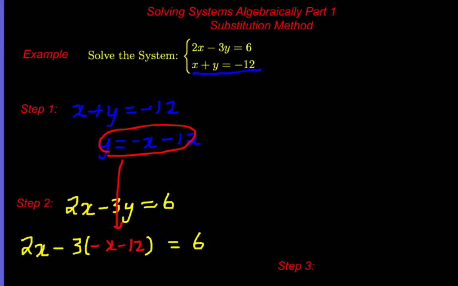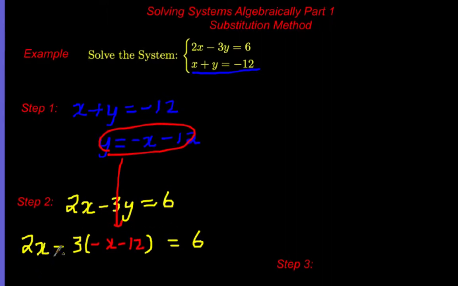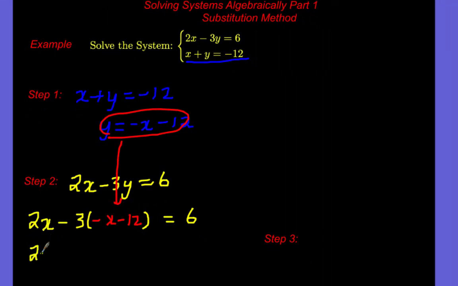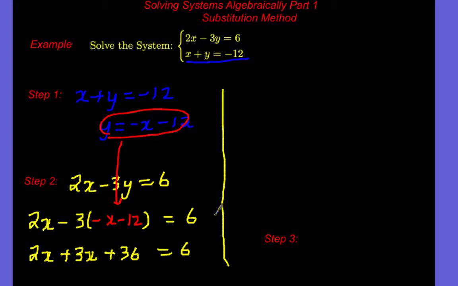So now I have to solve for the only variable I have left. This equation is in terms of x now, one variable. So now I have 2x plus 3x when I distribute plus 36 equals 6. By combining like terms, you can see the like terms are 2x and 3x. Go ahead and combine those, and that makes 5x plus 36 equals 6.